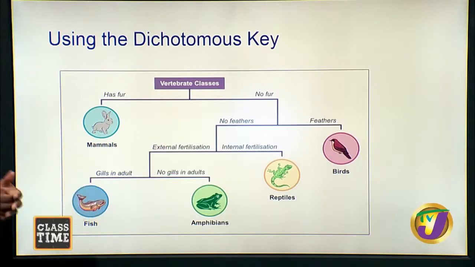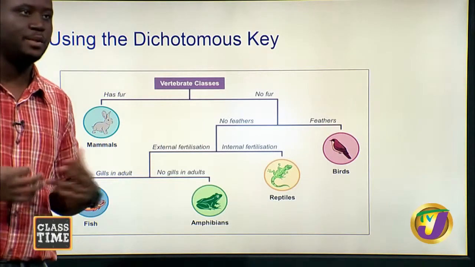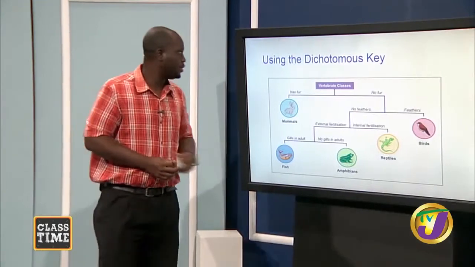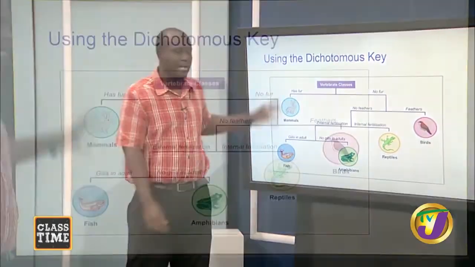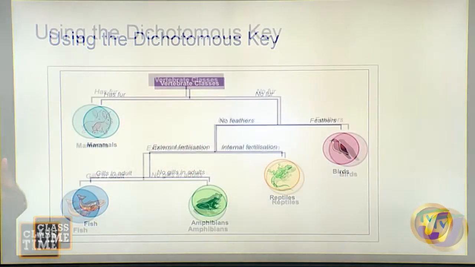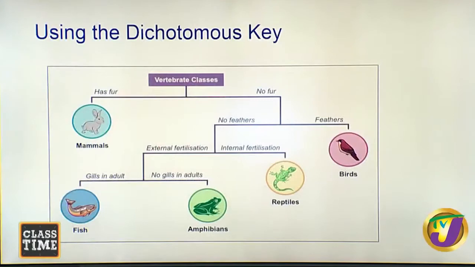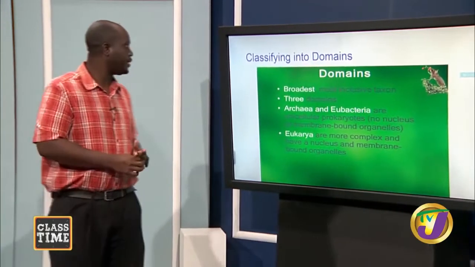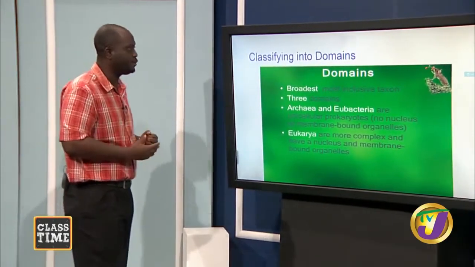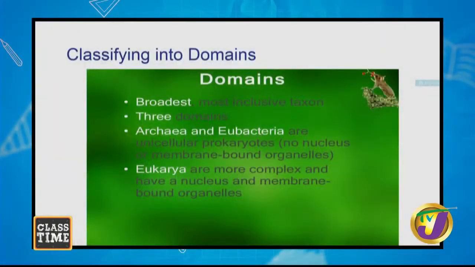And so we can further go and see what type of organism it is. So this is how the key is applied. It's applied when you're out in the field, you come across a new organism, you want to identify it. So we are now classifying organisms into domains. As I said to you before, the domains are not part of your syllabus, but we like to mention it.